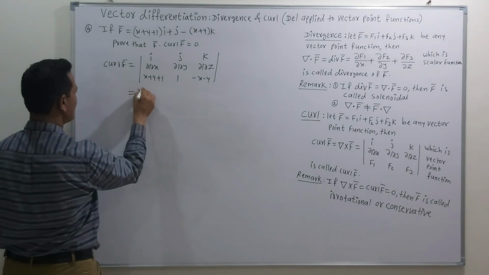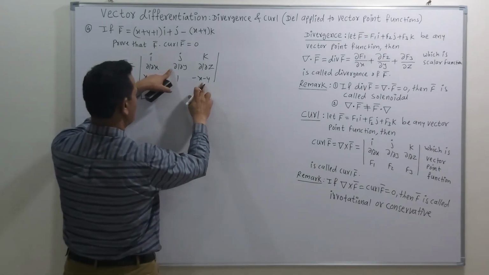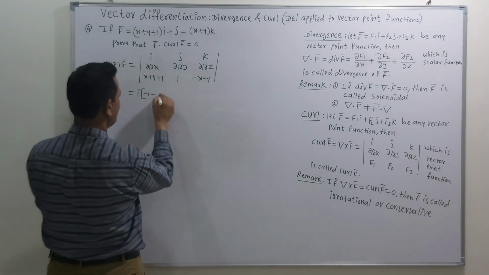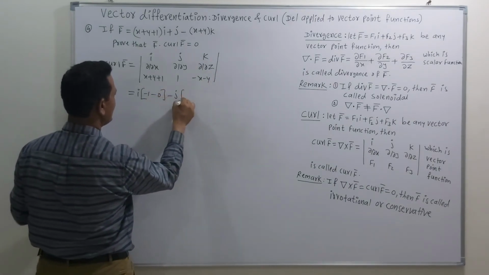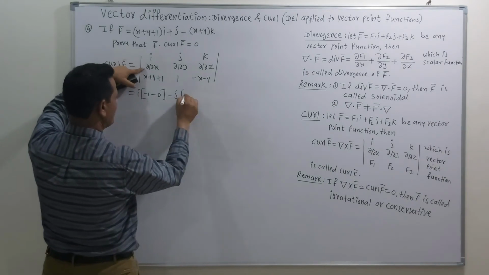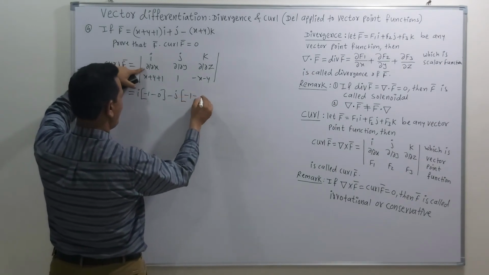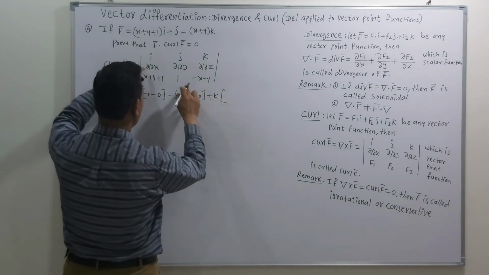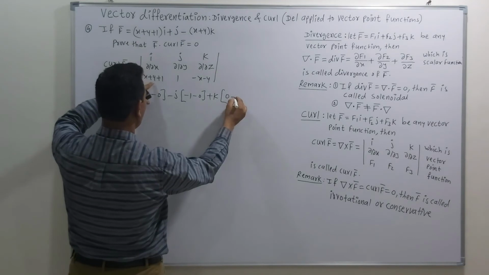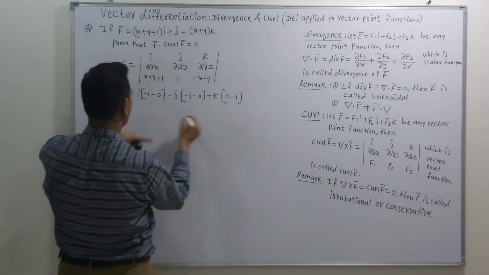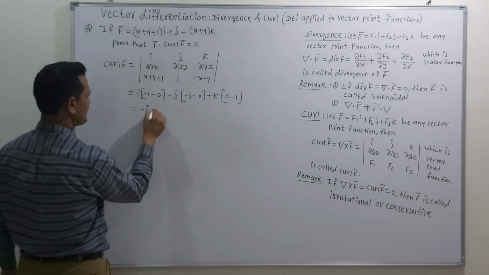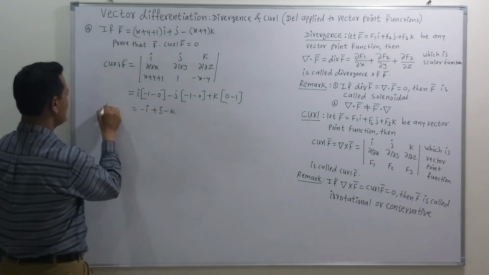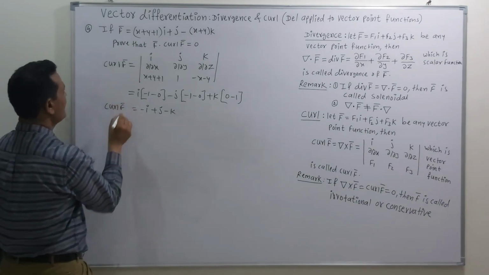So we can write this as i times its derivative with respect to y, which is minus 1, minus this term which is 0, minus j times the derivative of this function with respect to x, which is minus 1, minus the derivative of this function which is 0, plus k times the derivative of this function with respect to x, which is 0 minus 1. So we can write this as minus i plus j minus k. So this is the value of curl of F bar.